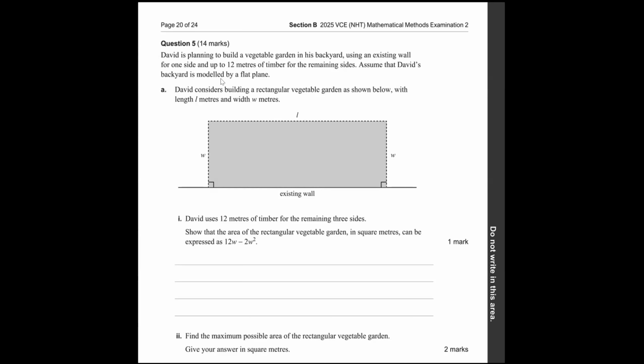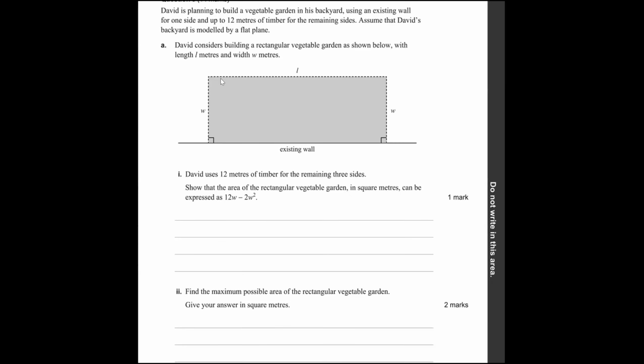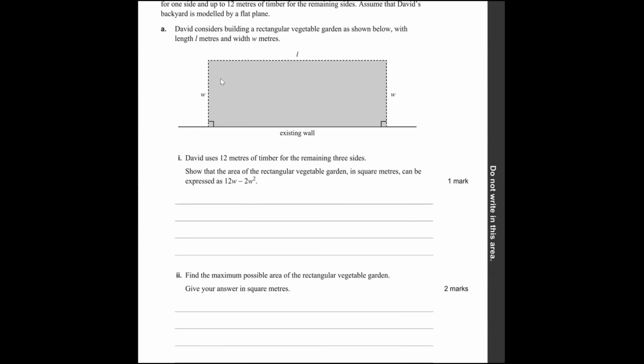David is planning to build a vegetable garden in his backyard, using an existing wall for one side and up to 12 meters of timber for the remaining sides. So I only need to build 3 sides. Okay, this is a classic year 11 quadratic or algebra problem. So the total length L equals total available minus 2 widths. So therefore the area, let's call this A1 of W, equals W times L. That is W times 12 minus 2W. And it gives you 12W minus 2W squared.